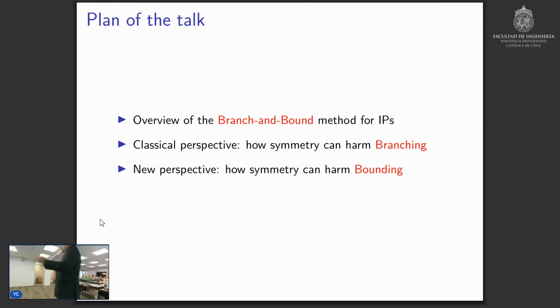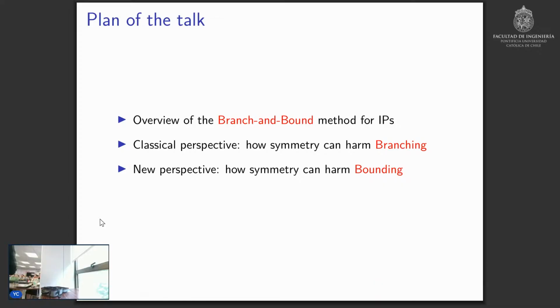So the plan for the talk is, first, we're going to do a quick overview of the branch and bound method for solving integer programs. Those of you who have probably taken integer programming with Gustavo, he usually teaches that, so that's going to be a bit boring. So I'll go quickly over that, but I want everyone to get something out of the talk if you haven't seen it.